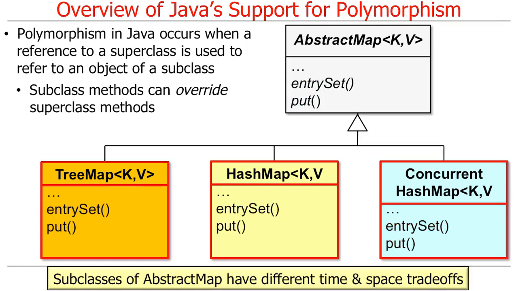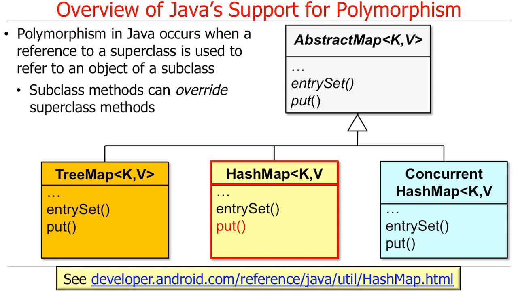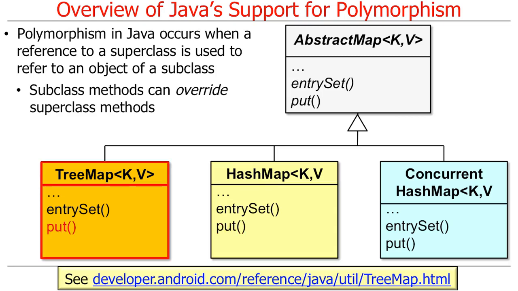The subclasses of AbstractMap have different time and space trade-offs that are appropriate for different apps in different circumstances. For example, HashMap's implementation of put uses a hash function and an array of buckets to resolve collisions, which is suited for apps that want good performance in average and best cases. In contrast, TreeMap's implementation of put uses a balanced red-black tree data structure, which is suited for apps that want consistent performance even in the worst case.